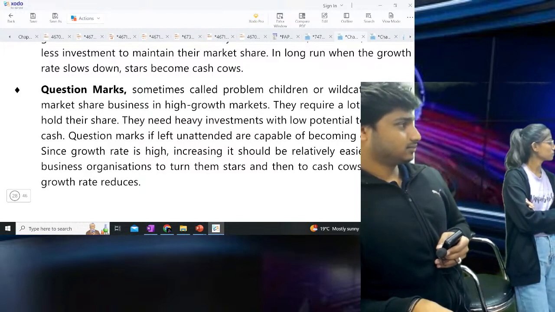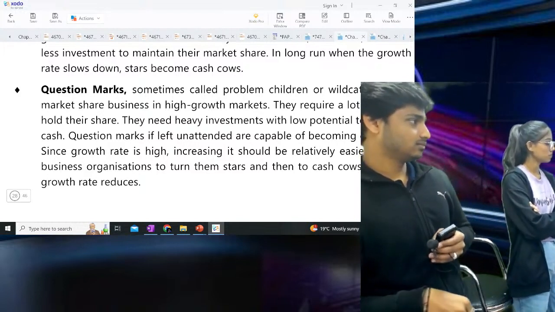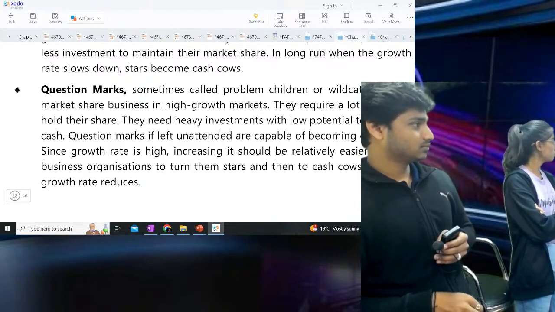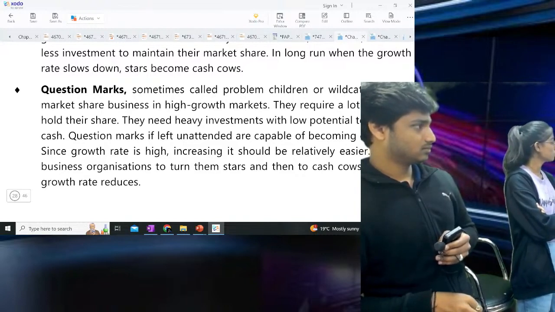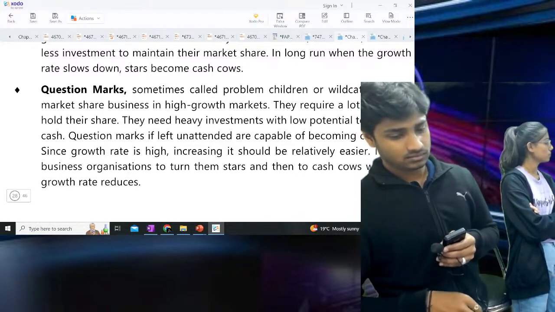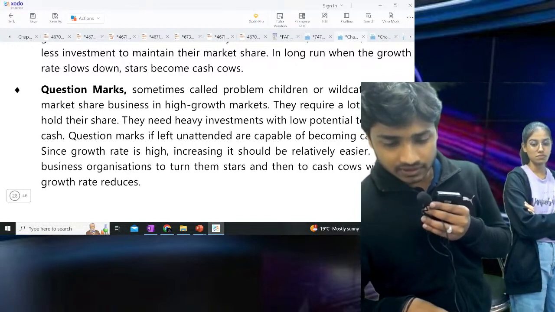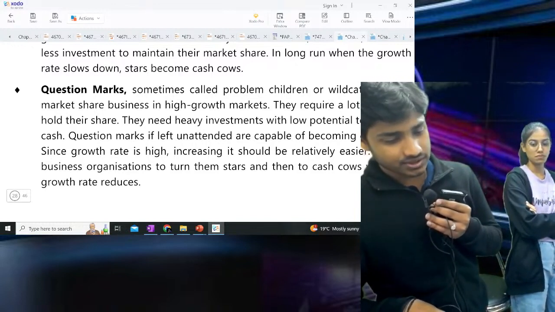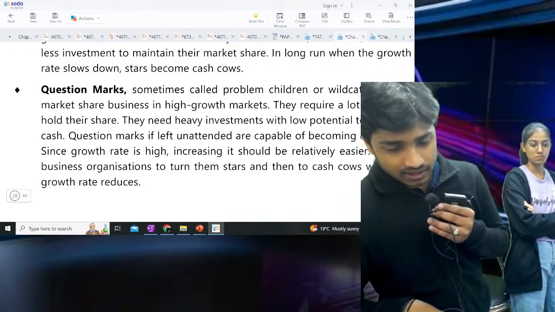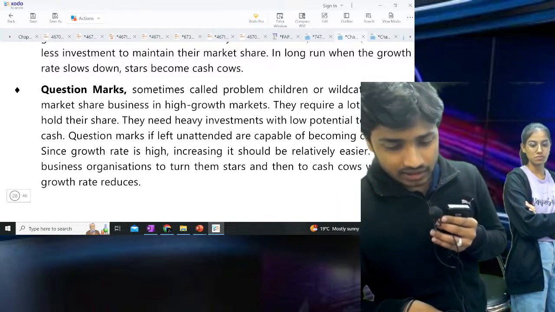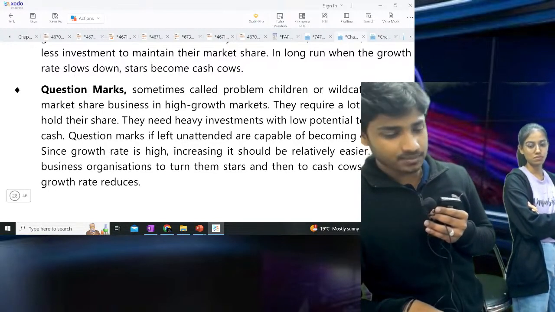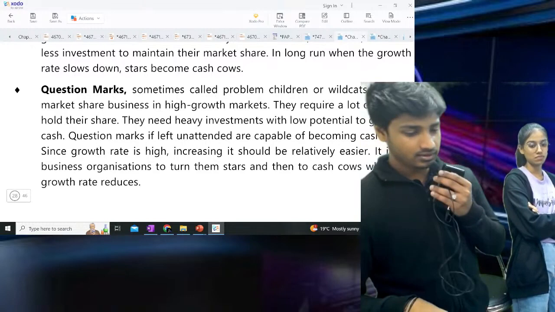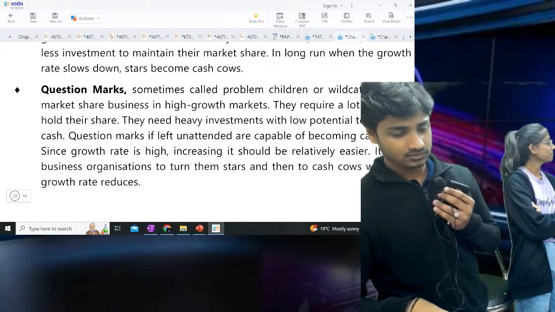I cannot survive in India. In India, I have to either die or survive. Rather than dying, let me get sold. To whom? Mukesh. Mukesh is now acquiring Disney. Continue. They need heavy investment with low potential to generate cash. Very good. Question marks, left unattended, are capable of being cash traps. Cash trap means my business gets stuck.